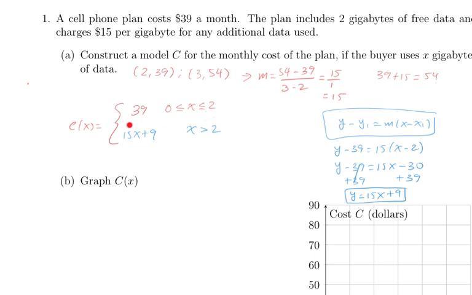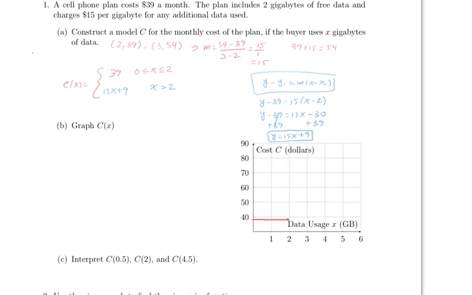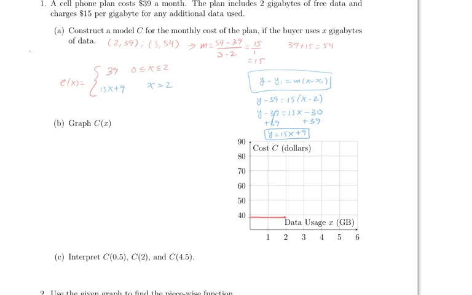This is usually the part that people always miss, but you can see this is pretty straightforward. And then the graph, well, we did the first part already. The 39 is this. And then after that, this is going to go up like this. I mean, that's not precise, but it's going to go up like this. And that's it.